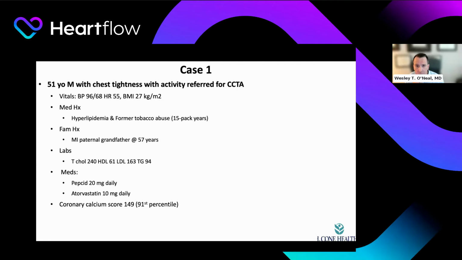And here are his lipids: a total cholesterol of 240, HDL 61, LDL 163, and triglycerides 94. He actually was on atorvastatin 10 milligrams daily in addition to Pepcid. And interestingly, he had a coronary calcium score the year prior, which was a value of 149 in the 91st percentile.